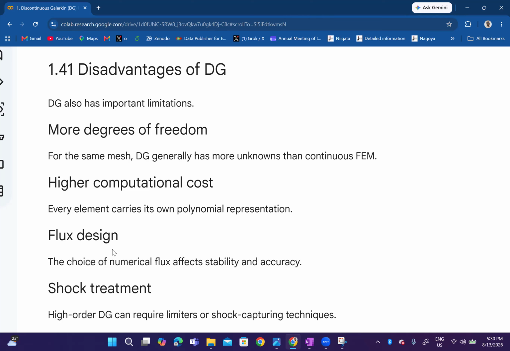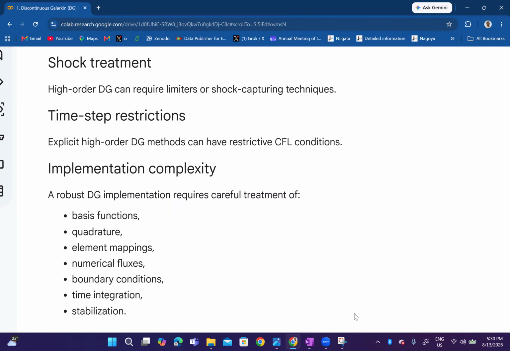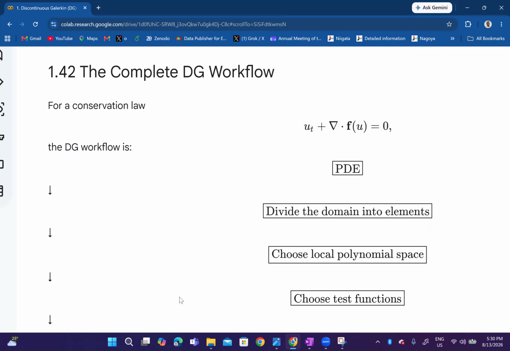Then flux design. The choice of numerical flux affects stability and accuracy. Then there's shock treatment. High order discontinuous Galerkin can require limiters or shock capturing techniques. Then you have time step restrictions. Explicit high order discontinuous Galerkin methods can have restrictive CFL conditions. Then you have implementation complexity. A robust discontinuous Galerkin implementation requires careful treatment of basis functions, quadrature, element mappings, numerical fluxes, boundary conditions, time integration, and stabilization.